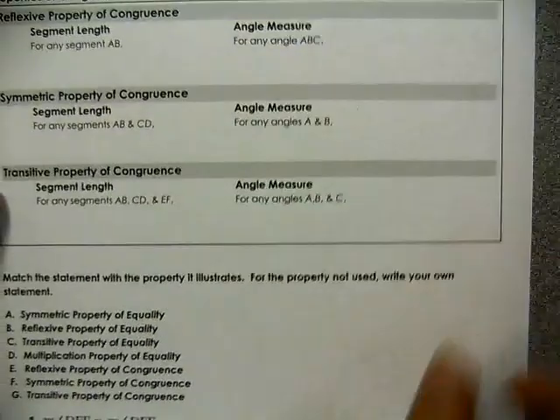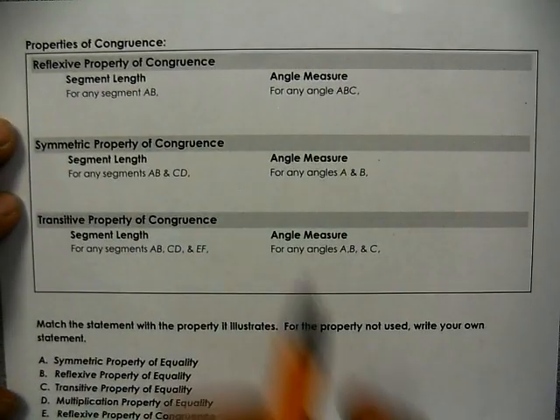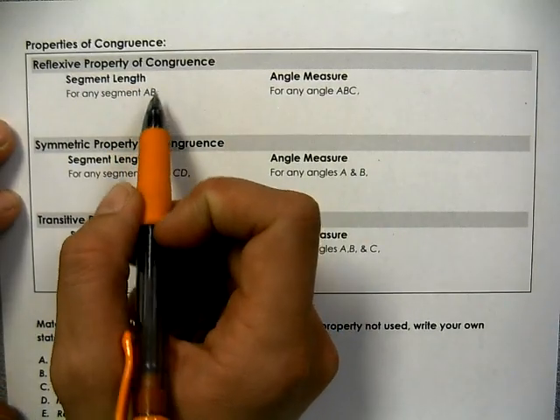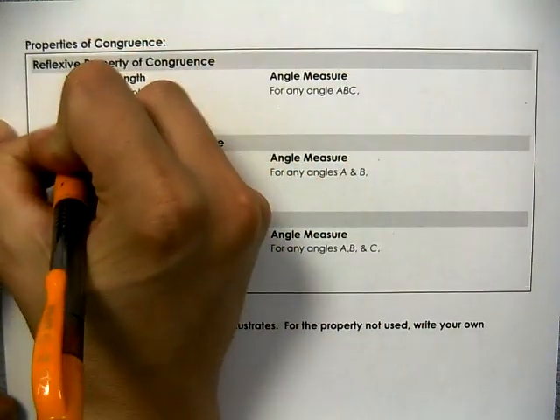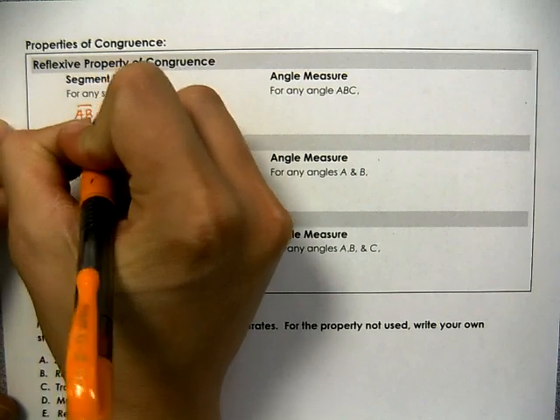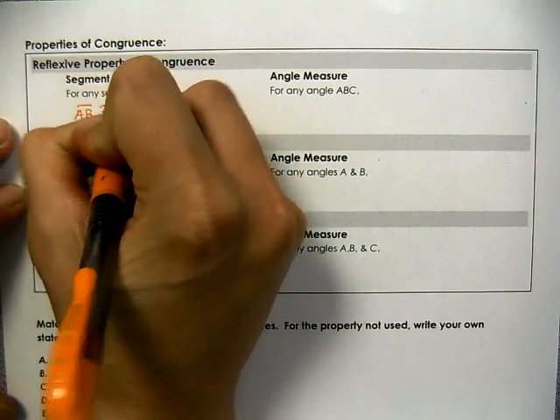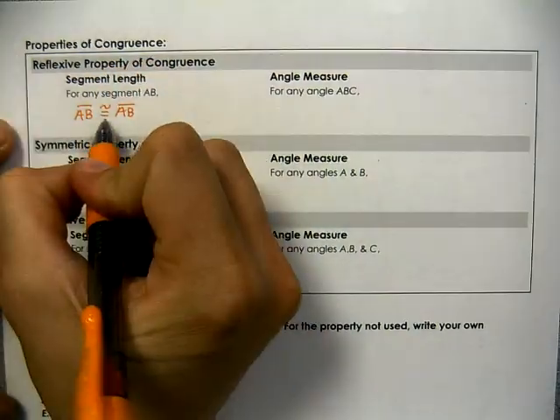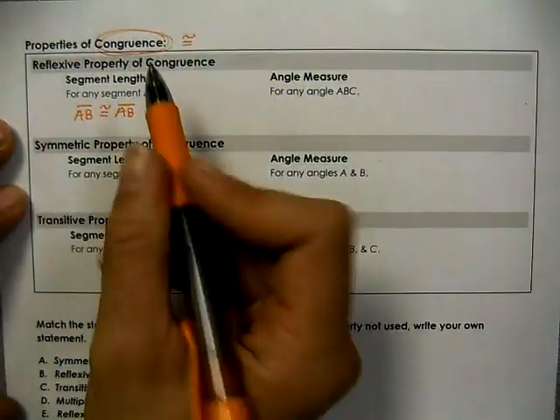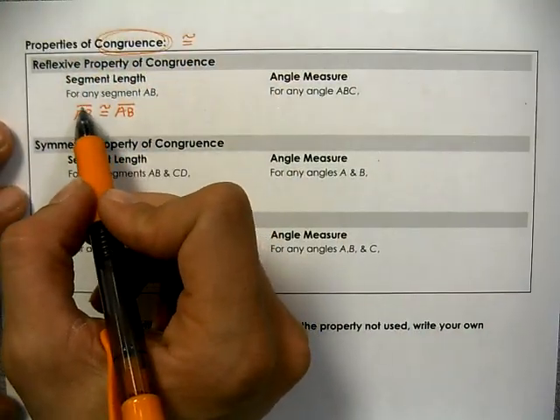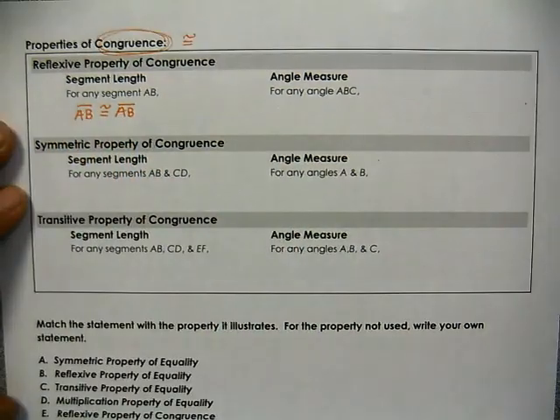All right, so going back to this idea of reflexive property of congruence, I want you guys to understand there are properties of congruence and properties of equality. So down here, we said reflexive property of congruence. So for example, for any segment AB would be congruent to itself. So now I'm using congruence symbols instead of equality symbols. Well, if I'm talking about segments, then I have to talk about congruent segments, not their lengths.